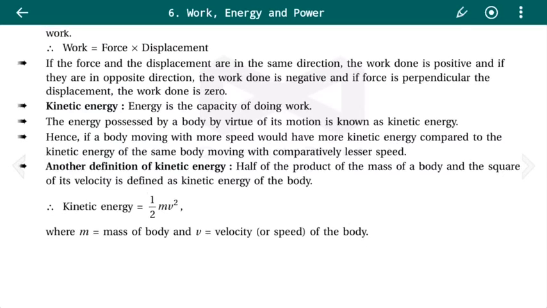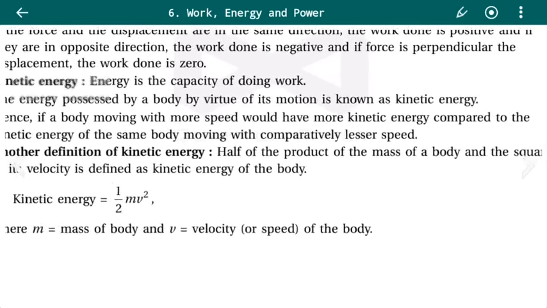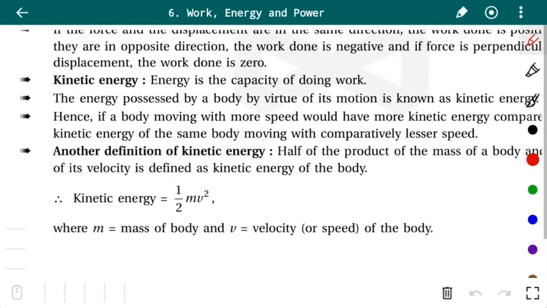Hence, a body moving with more speed would have more kinetic energy compared to the kinetic energy of the same body moving with comparatively lesser speed. And we know kinetic energy K equals half mv square. So by this formula we can also write the definition, that is, half of the product of the mass of the body and the square of the velocity of the body.